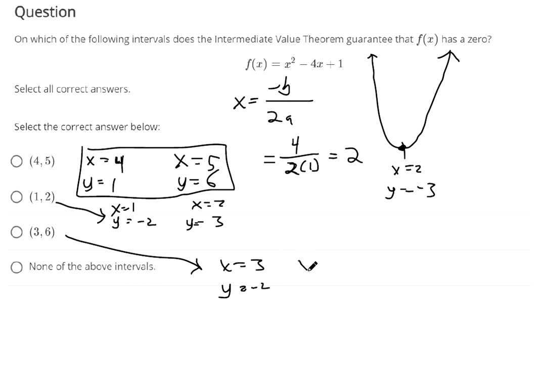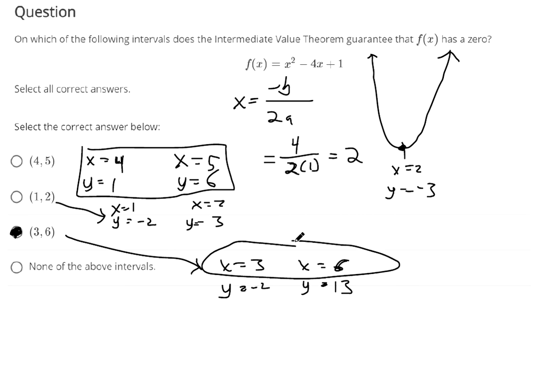I did that kind of fast though. I want to check myself there. But if you plug in x equals 6, you get 36 minus 24, it makes 12, it makes 13. So for this one, the lowest value guaranteed by the intermediate value theorem is -2. The highest value is 13. So this interval guarantees that 0 will happen at some point between x equals 3 and x equals 6.